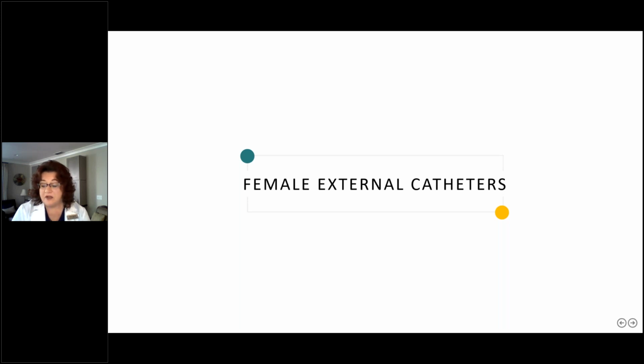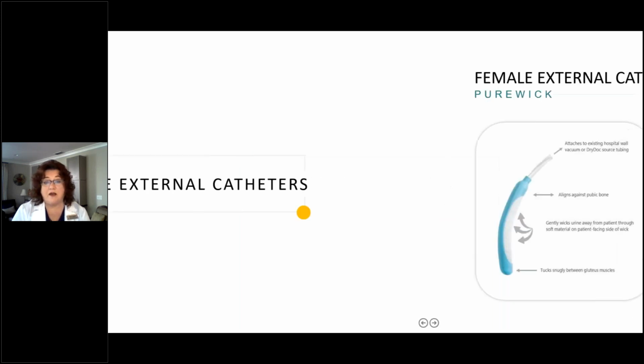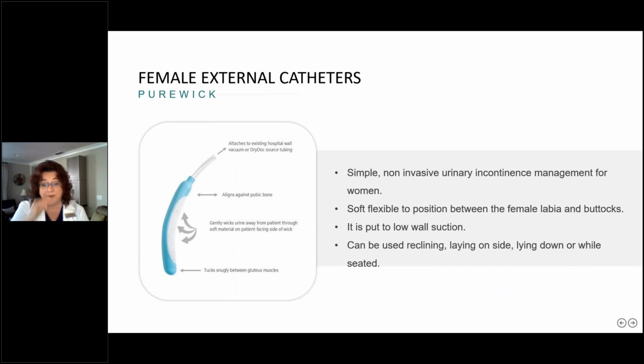Female external catheters, something new on the market, and we love this. This is the PureWick. We've been using this at Mercy. It's wonderful. It's simple, non-invasive urinary incontinence management for women. It attaches to the hospital wall suction, and it aligns, as you can see there, against the pubic bone. This part over here gently wicks away from the patient. This is a soft material here that sits on the patient, and then the end of it tucks snugly between the gluteus muscles.